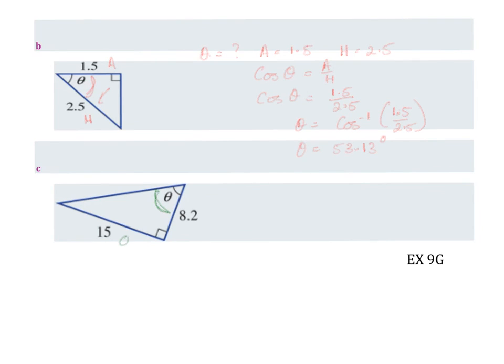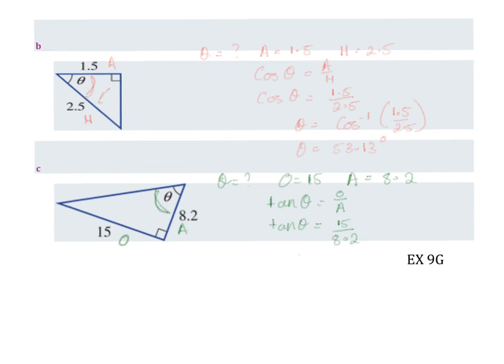One more. So labelling this triangle, here's my given angle. Alright, so that must be my opposite, and this must be my adjacent. Theta is what I'm looking for. Opposite is equal to 15. Adjacent is equal to 8.2. SOH CAH TOA must be tan. Tan theta equals opposite over adjacent. Tan theta, filling it all in now, is equal to 15 over 8.2.